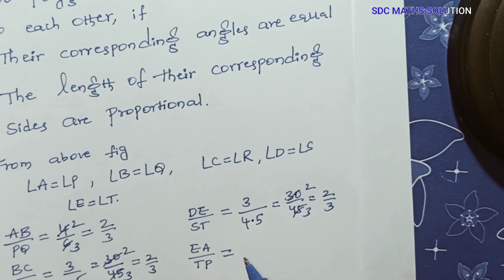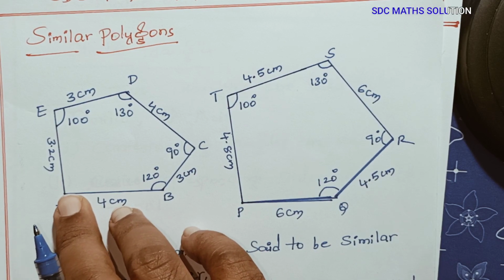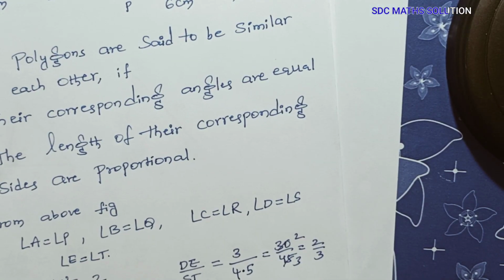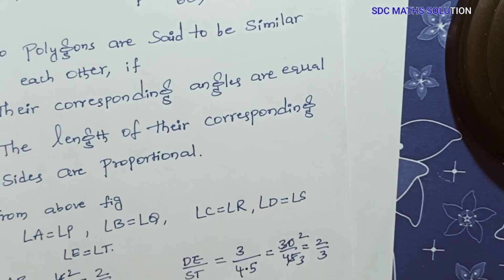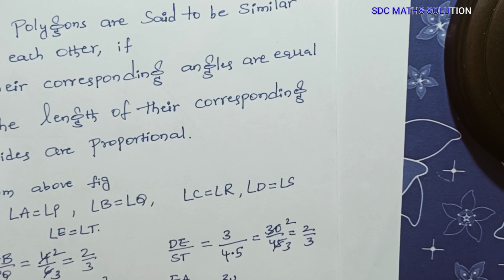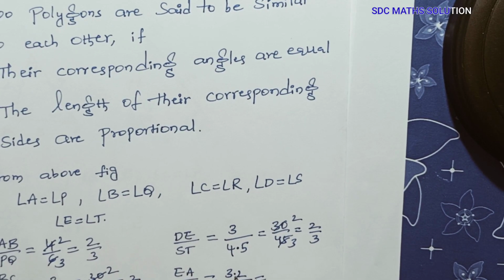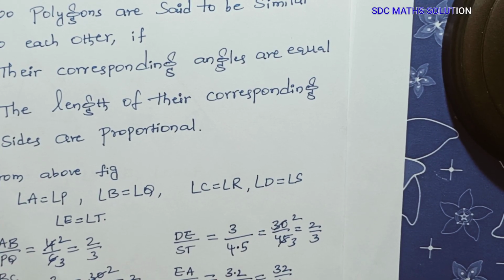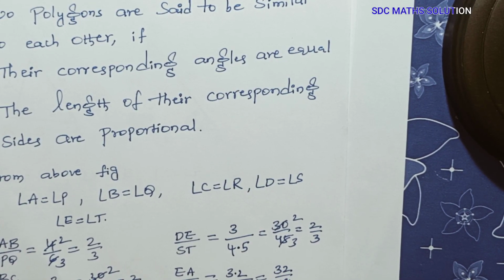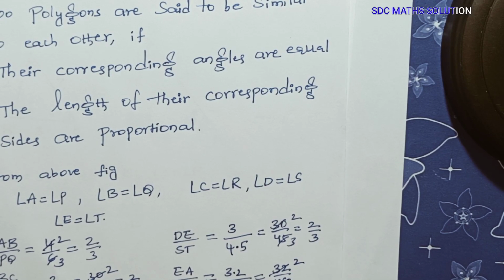Next, EA by TP. What is EA? EA equals 3.2 centimeters and TP equals 4.8 centimeters. Here also there is a decimal point after one digit, so we can write 32 by 48. 32 by 10, 48 by 10, the 10s cancel. 16 2s, 16 3s, that is equal to 2 by 3.